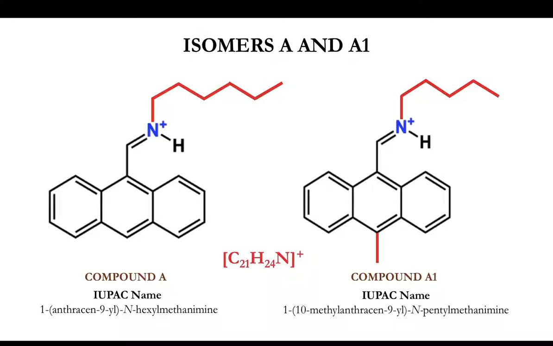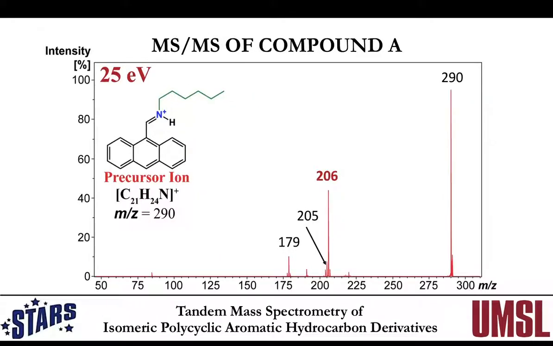First, I investigated the isomeric pairs A and A1, which are labels my lab uses for convenient purposes. The IUPAC names can be found below. The ionized molecules are isomers with the chemical formula C21H24N+. A has a longer alkyl chain, while A1 has a shorter alkyl chain and a methyl group attached. From the MSMS spectrum of A at collision energy 25 eV, fragments at mass-to-charge 179, 205, and 206 are detected.